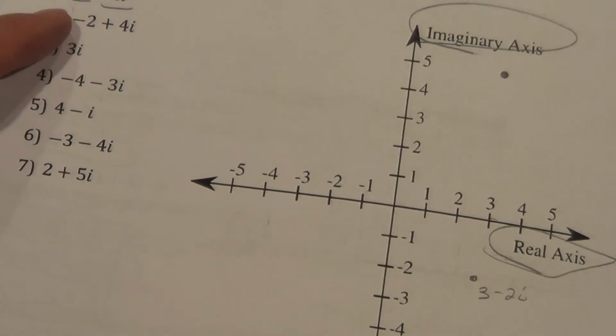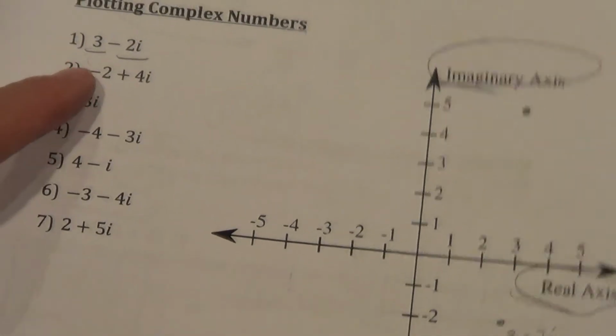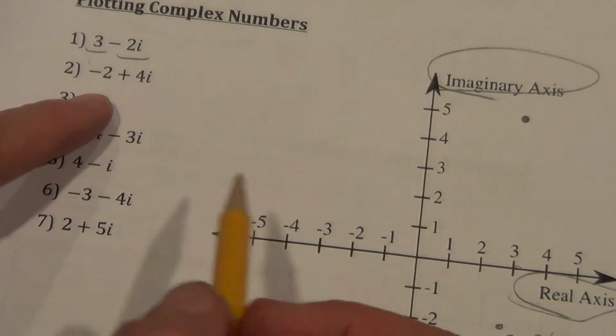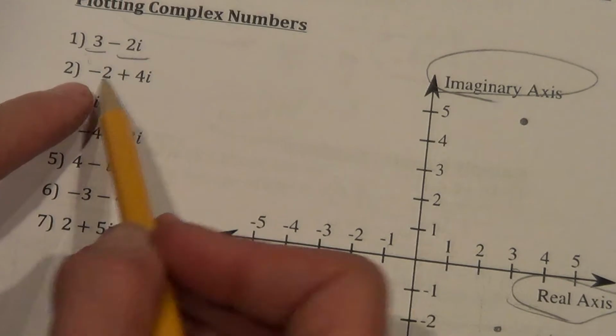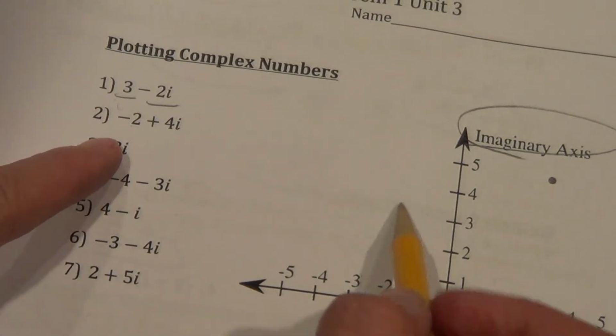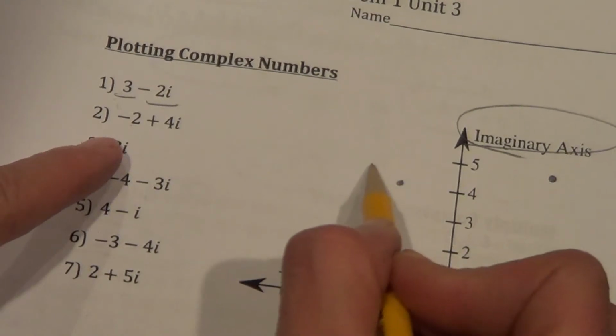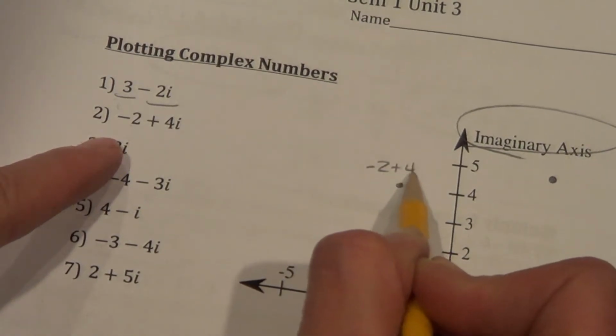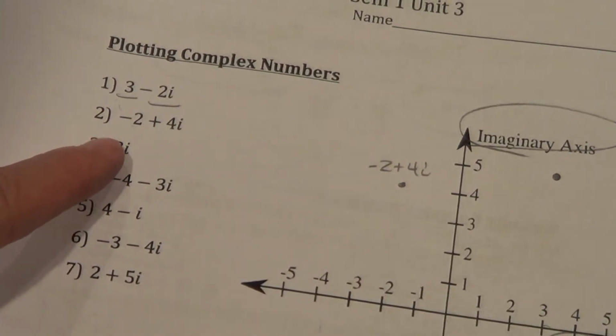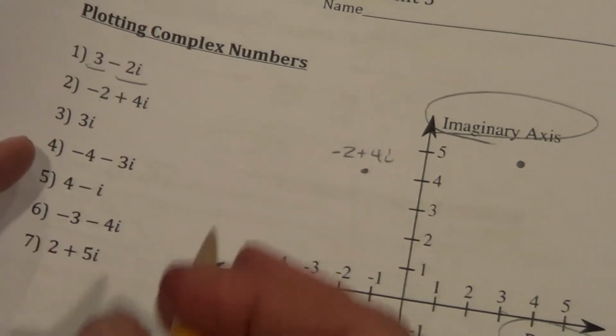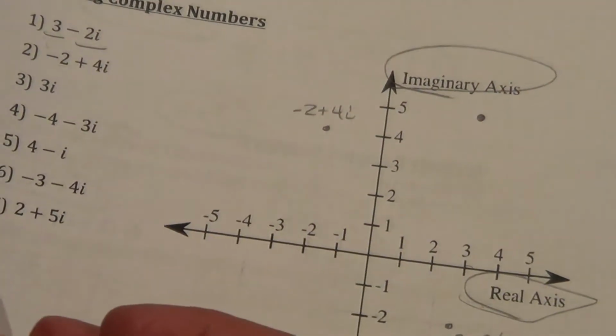On your test, it's required that you label the points. If you don't, I can't tell which ones you're graphing where. Our real number is negative 2. Our imaginary number is positive 4i. So negative 2 plus 4i. Go ahead and turn off the video and plot these, and then I'll show you what my answers are.